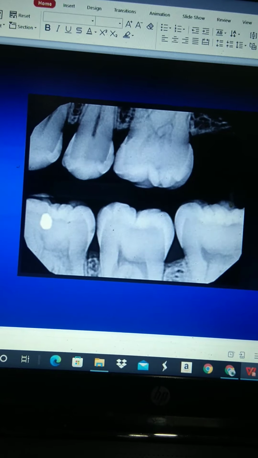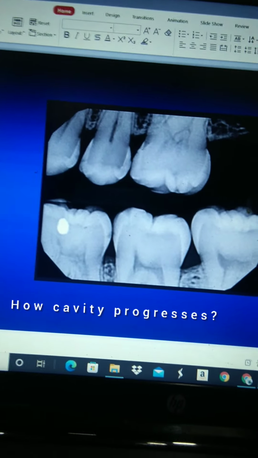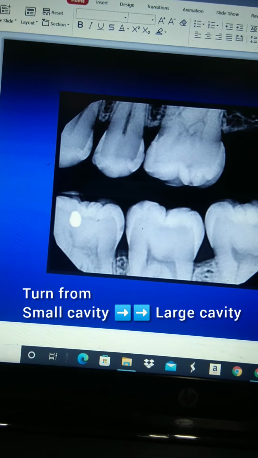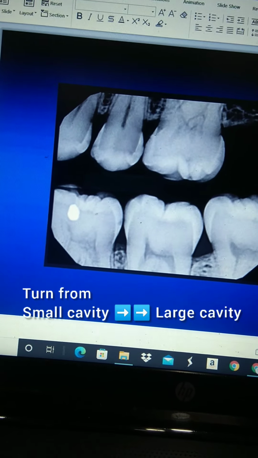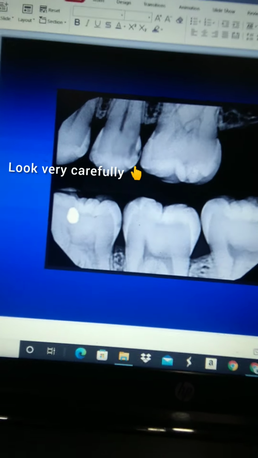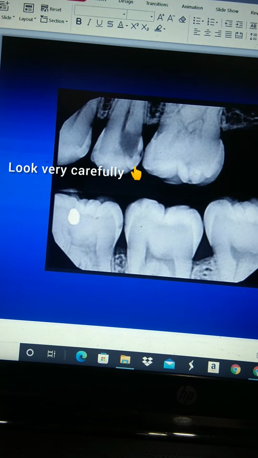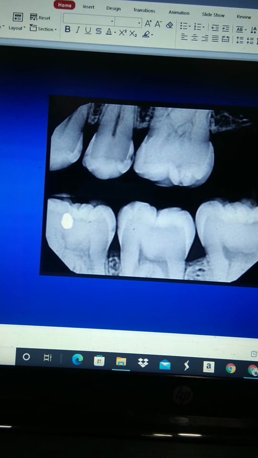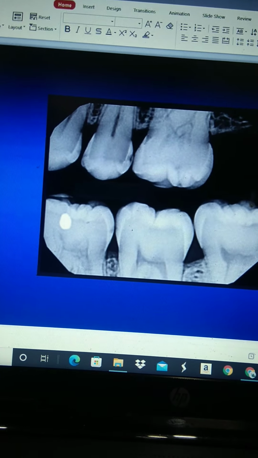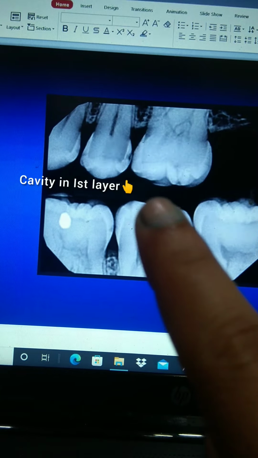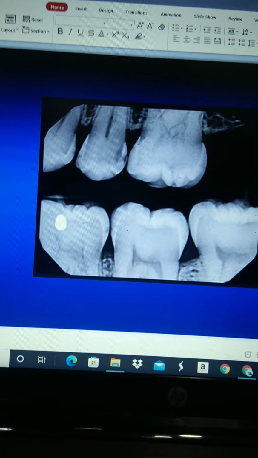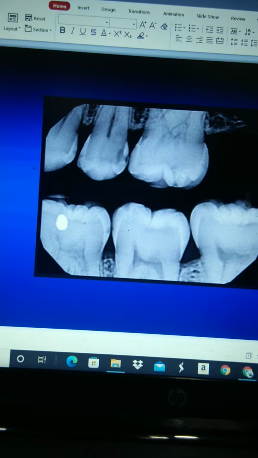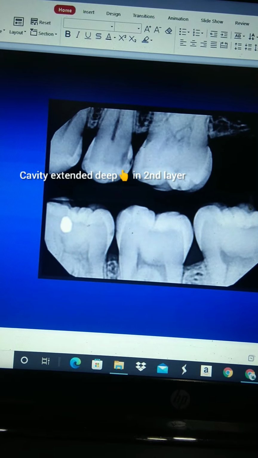Now I'll show you how a cavity progresses from a very small hidden cavity to a big cavity. Let's see. Did you notice? Earlier it was this small. The patient did not get it restored. Now it is still in enamel. The patient did not get it restored. The cavity extended into the dentine. Again, the patient did not get it restored.